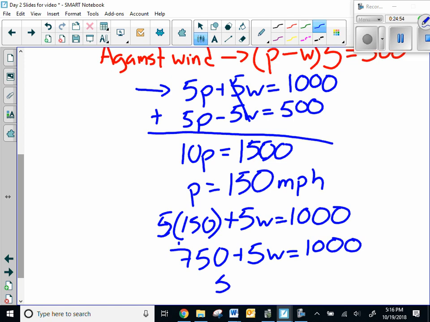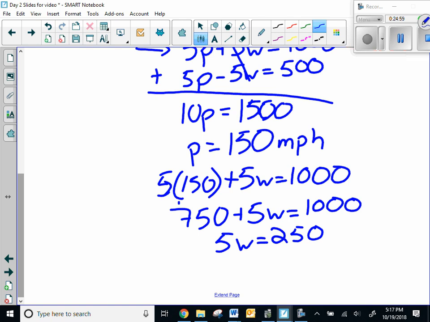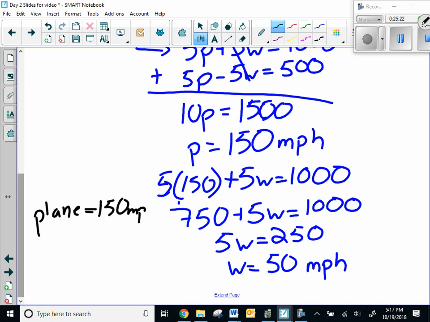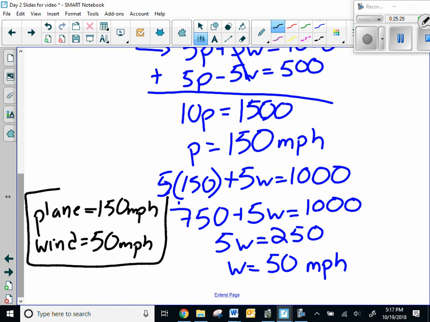Solve for that w, so 5w equals 250, or w equals 50. And so in this case, that means the wind is moving 50 miles per hour. So for our final answer, we'll say the plane had a speed of 150, and the wind had a speed of 50 miles per hour.